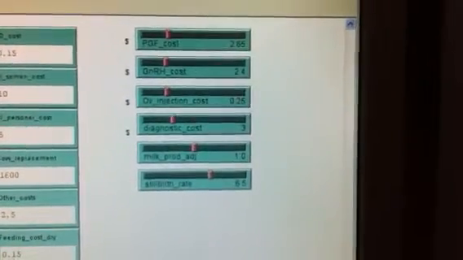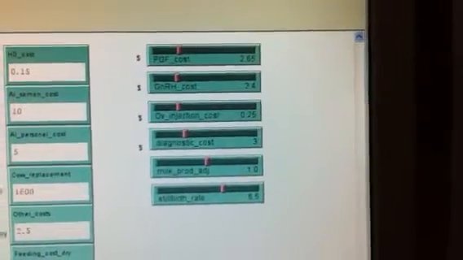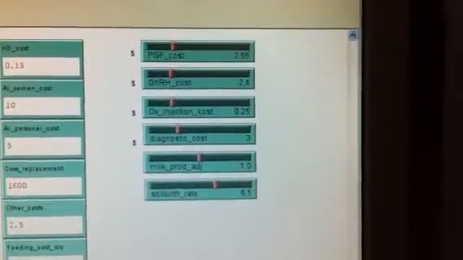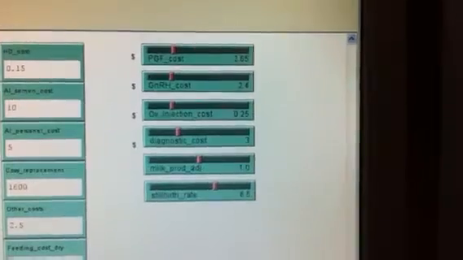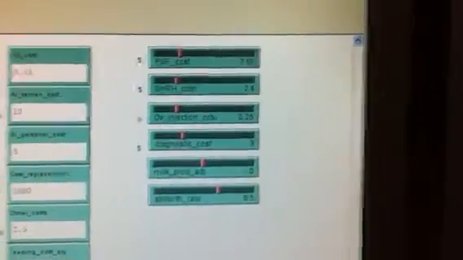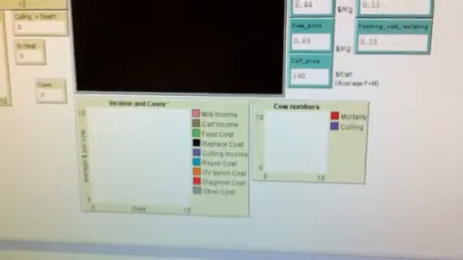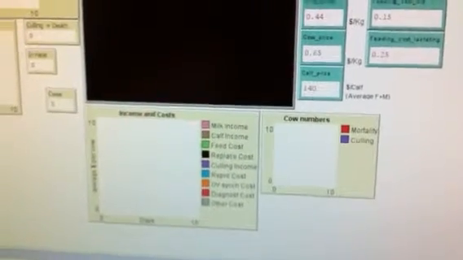This model is very flexible. You can add as many inputs as you want, and you may add slider boxes to change the cost or any parameters that you would like. Now let's see the outputs. I can add graphs to evaluate my outcomes in real time.